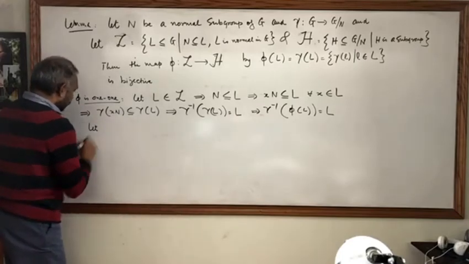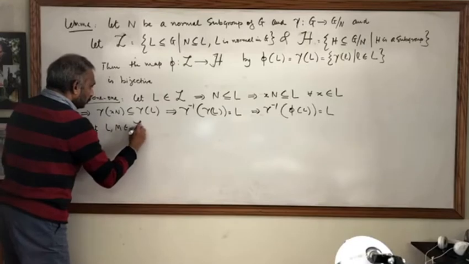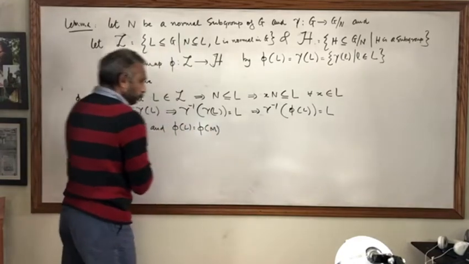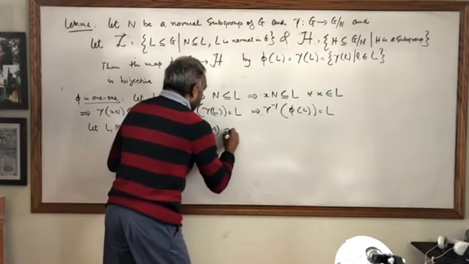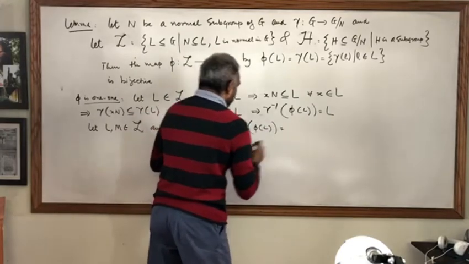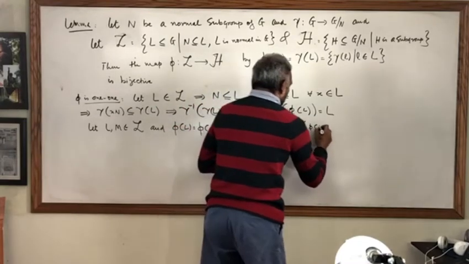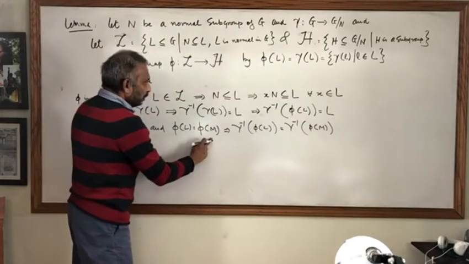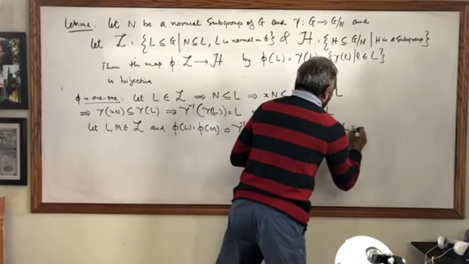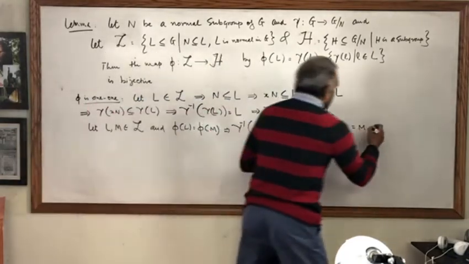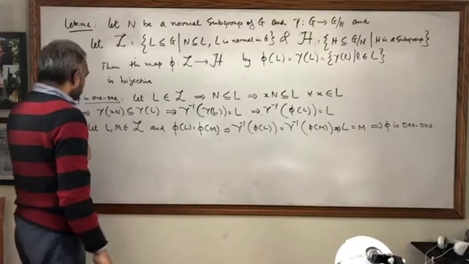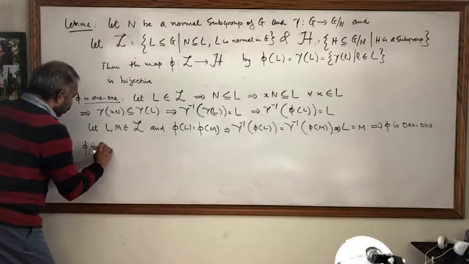So let L, M belong to the collection, and phi of L is equal to phi of M. And that implies gamma inverse of phi of L is equal to gamma inverse of phi of M. Because these two are equal, I am taking the gamma inverse from both sides. And this is L, and that is equal to M. Which means that phi is 1-1. And next one is phi is onto.